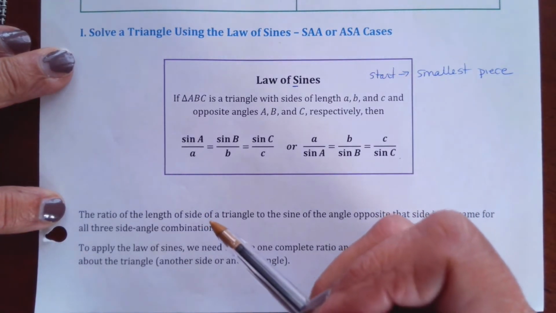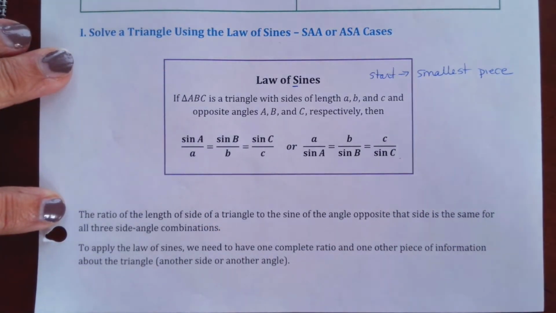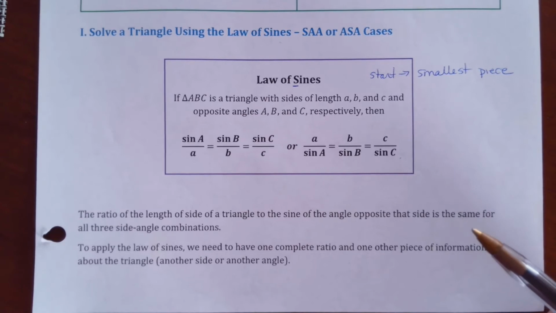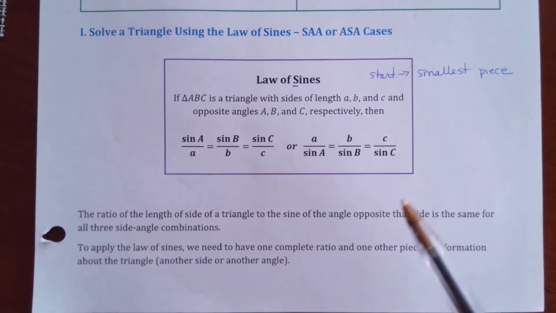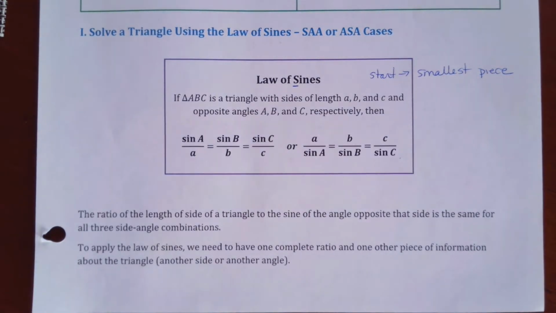And then when we do the law of cosines, we're going to start with the larger pieces. Now, like I said, most of the time it won't affect your answers at all. But every now and then it will. So if you do this and get yourself in the habit, then you'll never mess up. So it's just a good rule of thumb to go by.